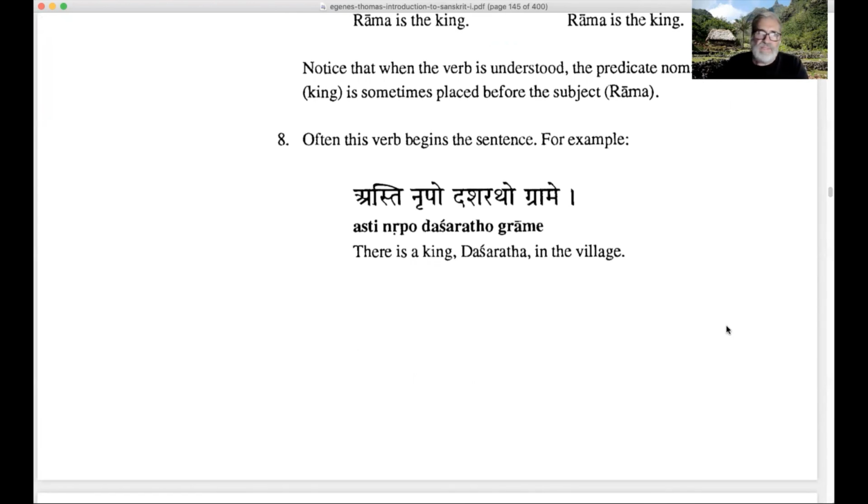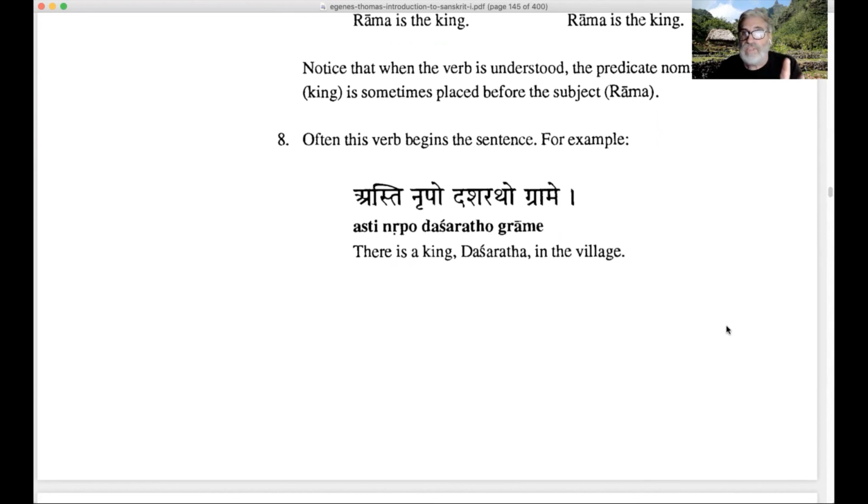For example, here's an example sentence. Asti nripo dasarato rame. Let's break this up. Asti doesn't need to be broken. It's the third person singular of the present indicative tense of the verb to be, asti. He is, or it could be translated as there is. Then we have nripo. Nripo is nripaha, when we break the sandhi, nominative singular of king. Dasarato is also dasarathaha, a proper noun. It's the name of the father of Rama, and it's also in the nominative singular case.